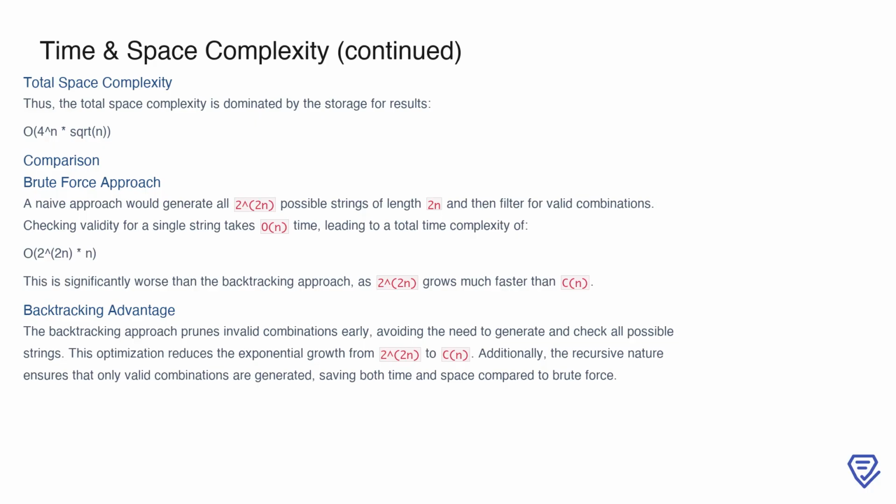This is far less efficient than backtracking because 2^n grows significantly faster than C(n). By pruning invalid combinations early, the backtracking approach avoids generating and checking all possible strings, reducing both time and space complexity. Additionally, backtracking ensures that only valid combinations are constructed, resulting in substantial optimization over brute force.